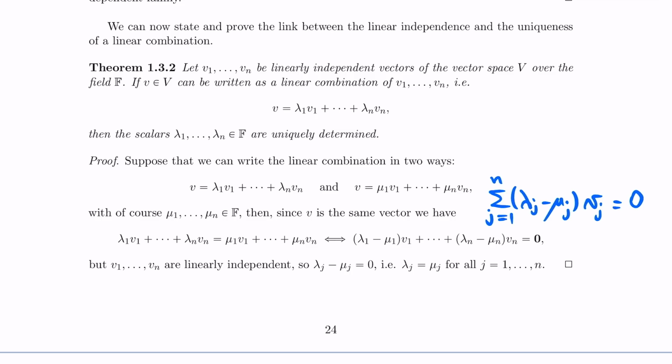However, we are under the hypothesis that the vectors v1, ..., vn are linearly independent, and here we are writing a linear combination of them, obtaining the null vector. This is possible if and only if all these scalars are 0, but these scalars are 0 if and only if these coefficients are all equal. So this linear combination here and this linear combination here are exactly the same.